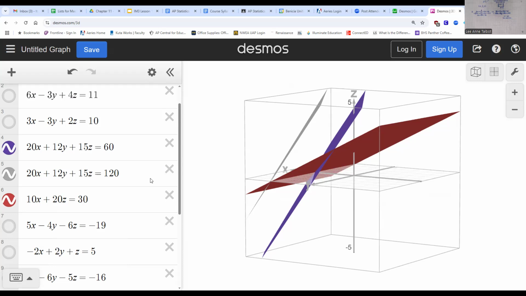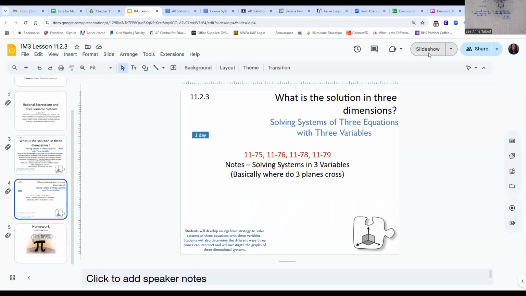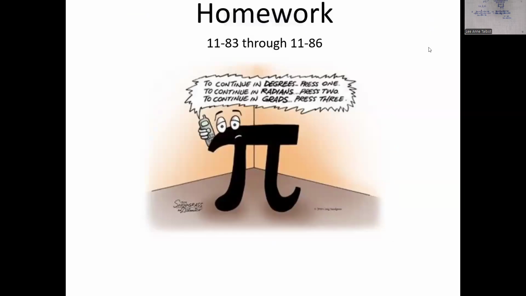Okay, so I have a joke for you. Homework is 83 through 86. And pi is on the phone, and it says to continue in degrees, press 1. To continue in radians, press 2. To continue in gradients, which you guys will not learn till college, obviously. I need to think about it. That's his 3 languages. I didn't just look it up.